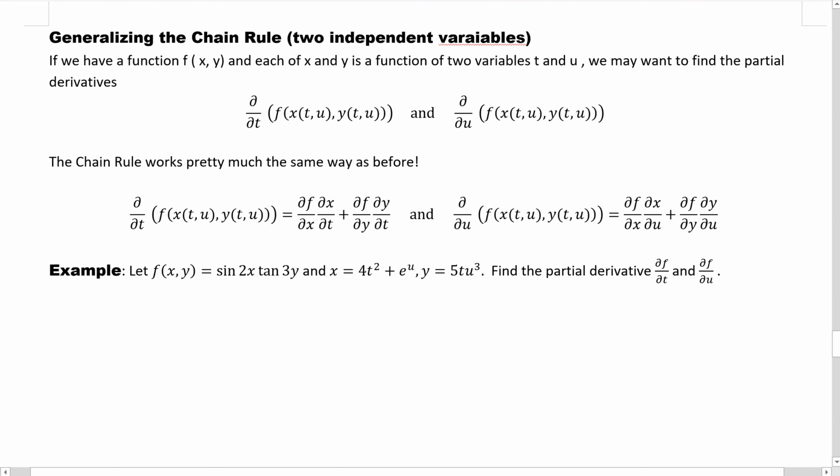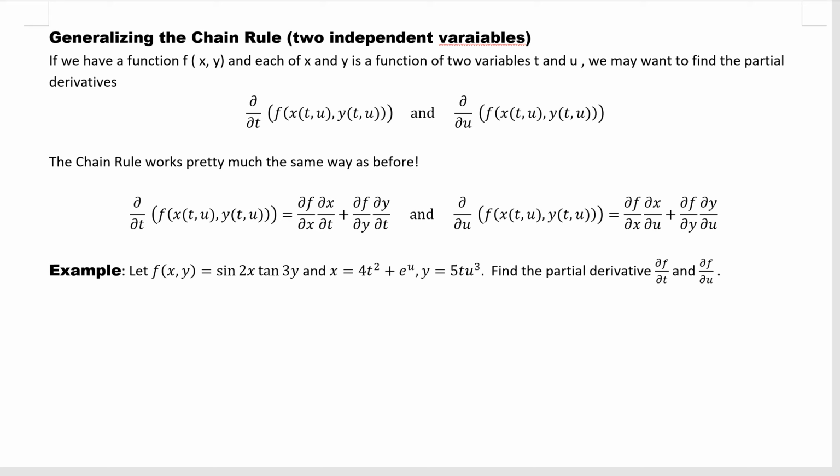Generalizing the chain rule. Okay, two independent variables. So if we have a function f of x, y, and each of x and y is a function of two variables t and u, we may want to find the partial derivatives. So a partial derivative with respect to t and a partial derivative with respect to u.